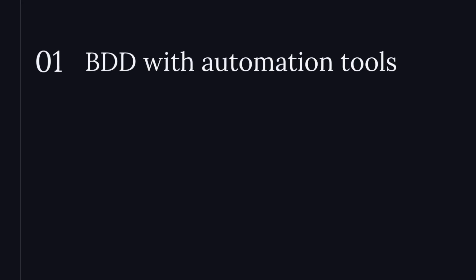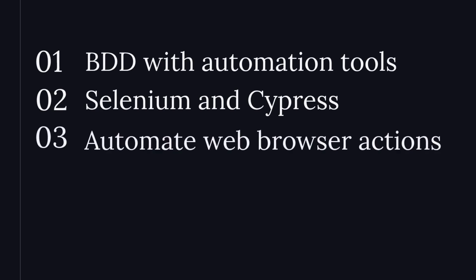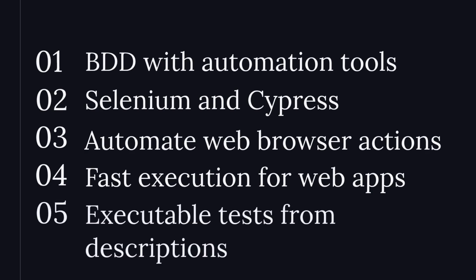BDD becomes powerful when integrated with automation tools. Tools like Selenium and Cypress perform real actions on software. Selenium automates web browser actions like clicking buttons. Cypress is used for modern web applications with fast execution. Integration turns behavior descriptions into executable tests.